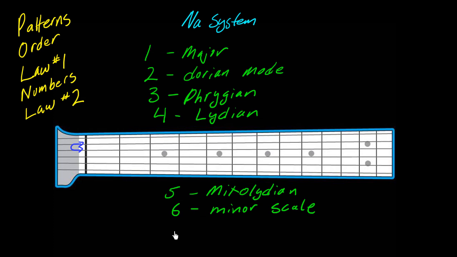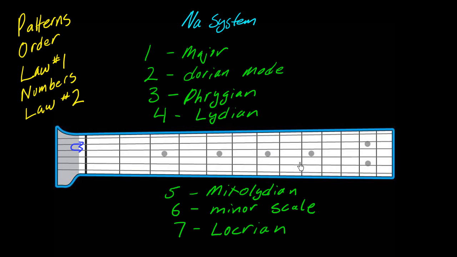I just don't want to complicate things too much. Just know them as major scale for 1. 6 is minor scale. 7 is the Locrian mode. So now let me show you how this all works.